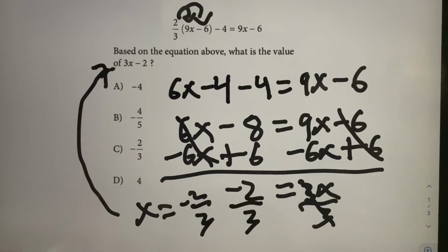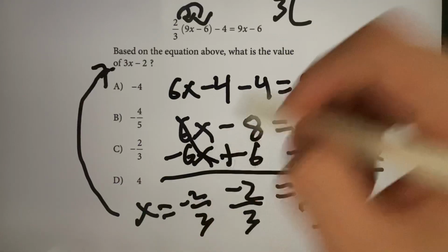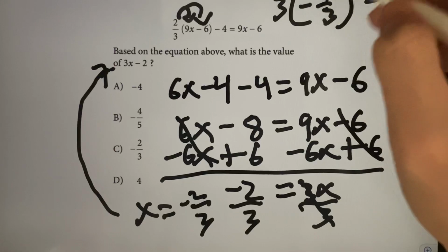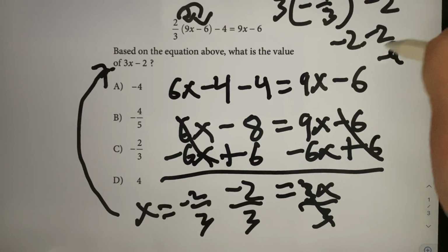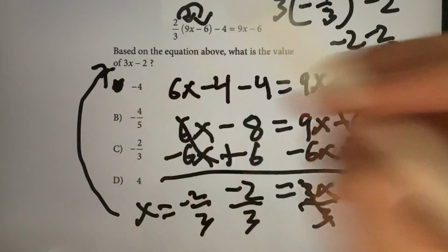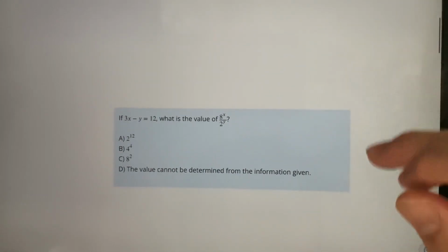minus 2. If I do that, that's going to give me 3 times the value of x, which is -2/3, minus 2. 3 times -2/3 is going to give me -2, and -2 minus 2 is going to give me -4. So the value of 3x minus 2 is going to be -4, also meaning my answer is going to be A. And that's how you would do this question. It takes a little bit of time, but as you get more experience with solving equations, it becomes pretty easy.